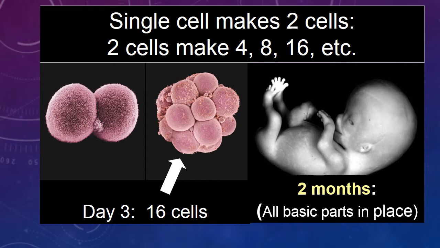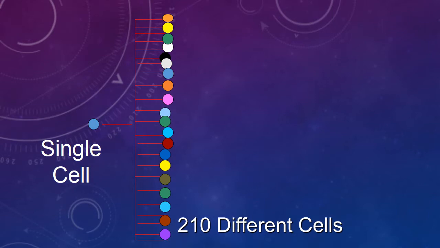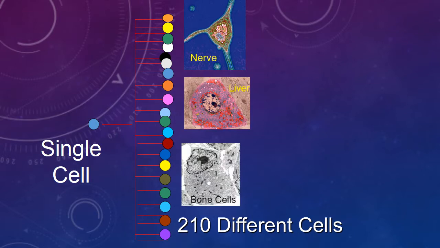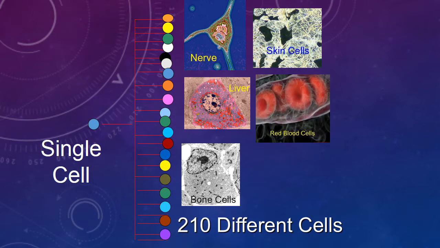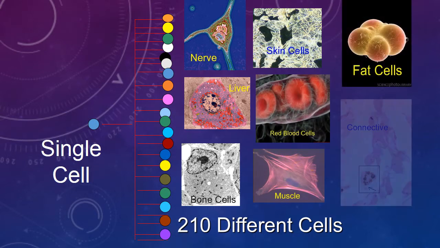By 2 months, all the basic parts driven by the DNA instructions have been built. The heart has been beating after 1 month, and so the parts just need 7 months to mature and develop. Now, when that one cell makes 16 and 32 and 64, at some point in that 2-month process, it starts making different cells. You have over 210 different cells in the body. The nerve cell, the liver cell, the bone cell, skin cells, red blood cells are all different. Muscle cells, fat cells, connective tissue cells.